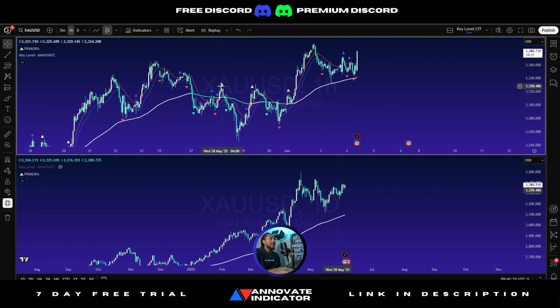Sure, you didn't get one entry right here on PRIMORA, but you would have gotten in right here on Innovate and probably gotten stopped out, either break even or a loss, depending on your management system. And then you have fake outs down here, you know what I mean? PRIMORA, you literally only would have gotten these as bullish signals to go and trade from. You understand?